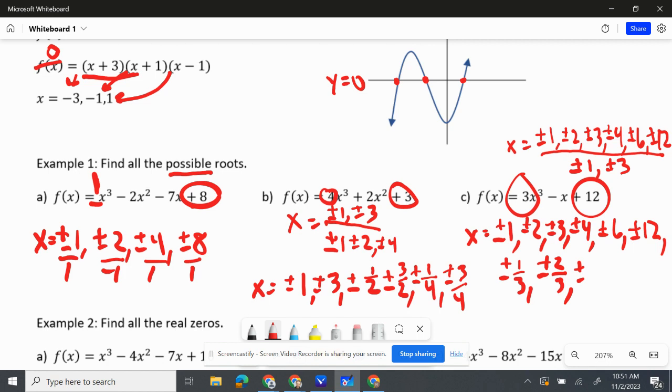plus or minus 4/3. 3/3, which is 1. We already have 1. Then we have 4/3. Then we have 6/3, which is 2. We already have 2. And then 12/3, which is 4, and we already have 4. So that would be all of our answers.